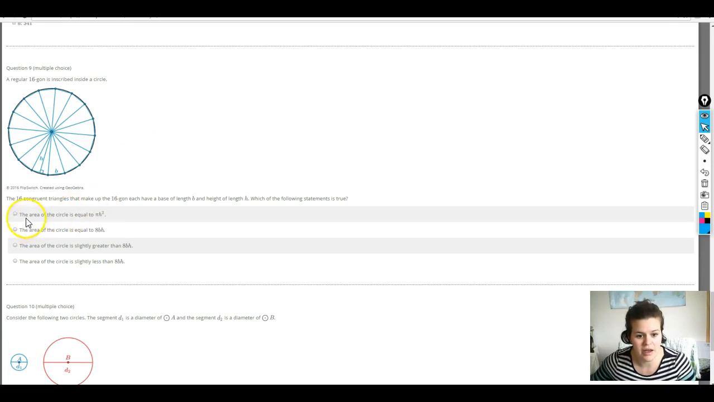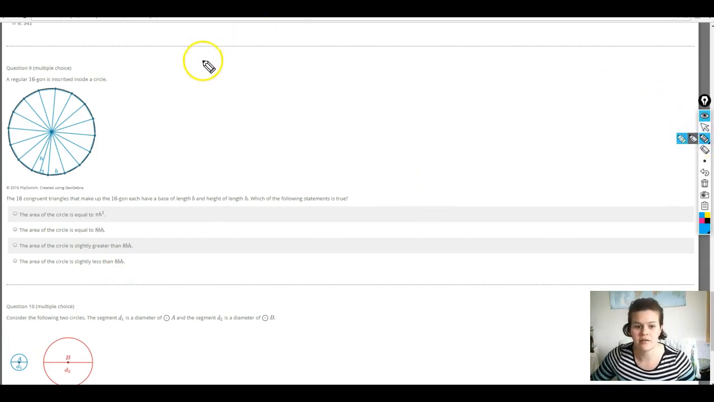So then the area of the circle is equal to pi h squared. The area of the circle is equal to 8 times b times height. So 8 times the base times the height. The area of the circle is slightly greater than 8 times the base times the height. And the area of the circle is slightly less than 8 times the base times the height.